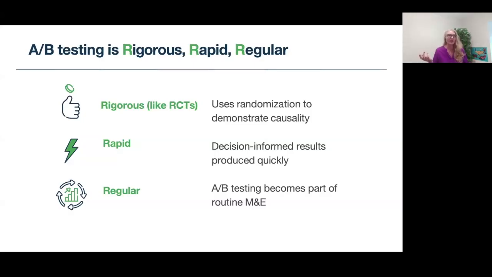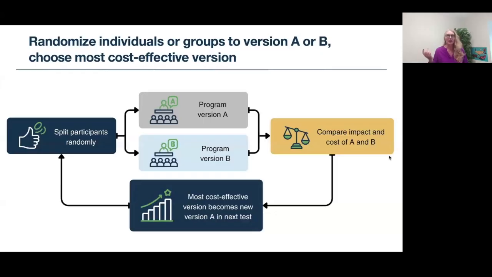So what does this look like practically? How do you run an A/B test? In education, we generally take individual students or groups of students who are generally clustered in schools or classrooms or villages, and randomly allocate them to two different versions of the program.